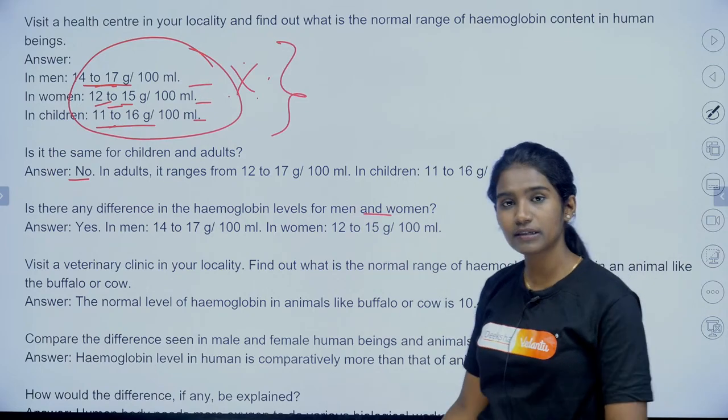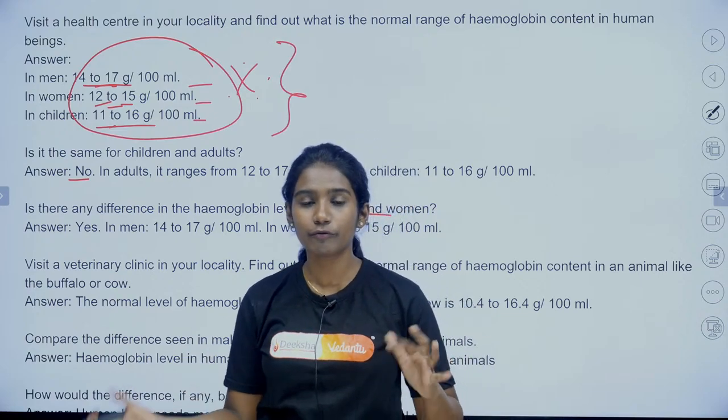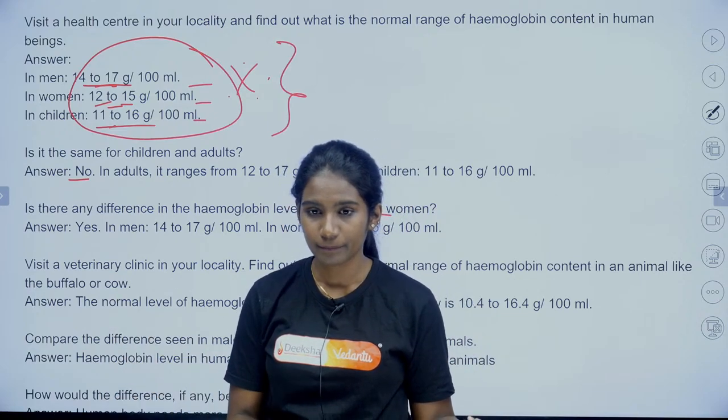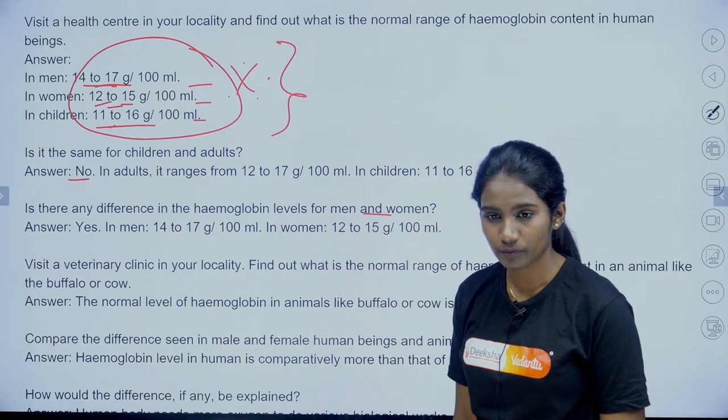You see these differences, the reason is because of hormones. See, the hormones also vary in male and female. That's why you get to see a difference in hemoglobin level also.